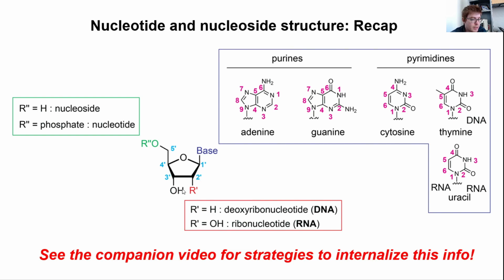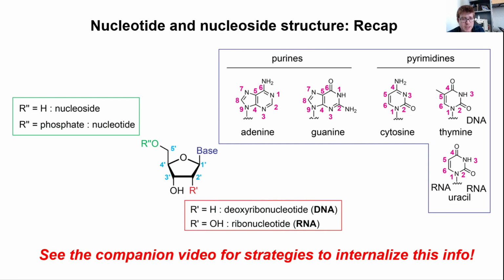You want to know that the key difference between DNA and RNA is whether this 2' position is a hydrogen or a hydroxyl. And you want to know that the difference between a nucleoside and a nucleotide is whether or not there's this phosphate at the 5' position. And of course, you want to know all the structures of these purines and pyrimidines. And like I said, it may feel like a lot to memorize. It's not too bad. I think if you just go through the video with me and draw stuff out, drawing these things out makes it really easy to internalize this info.